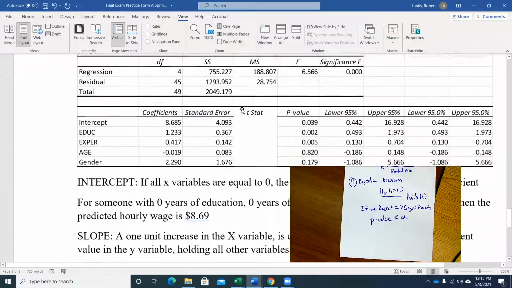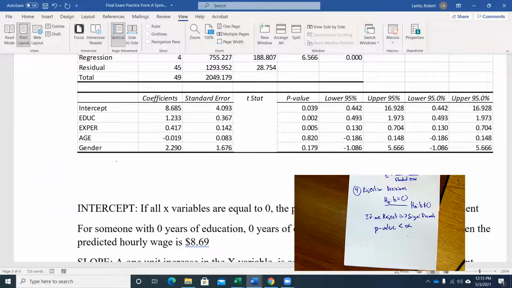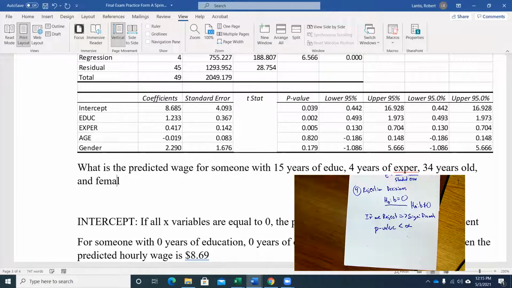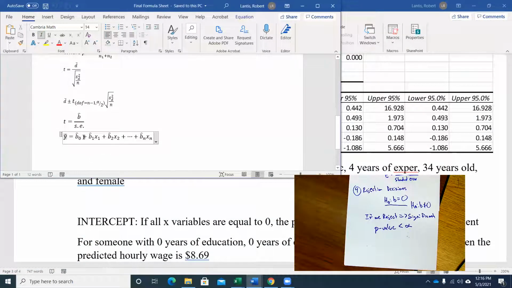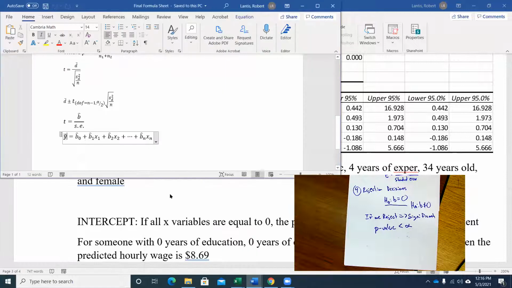Okay? So maybe here I say, what is the predicted wage for someone with 15 years of education, 4 years of experience, 34 years old, and we'll say female here? Okay? So what I would do is basically use these coefficients, plug them in where they belong, and then take these hypothetical values for x and plug them in.